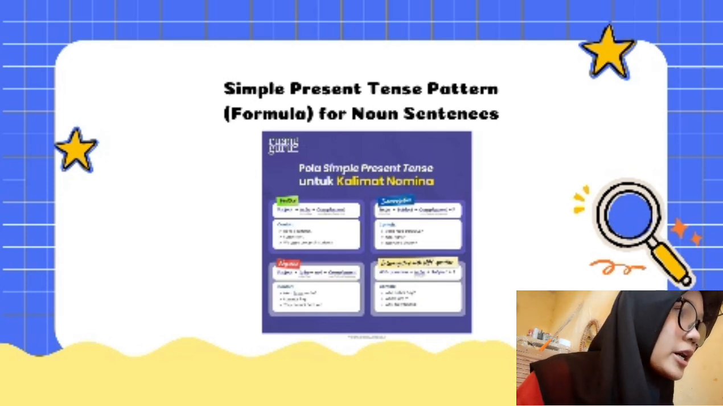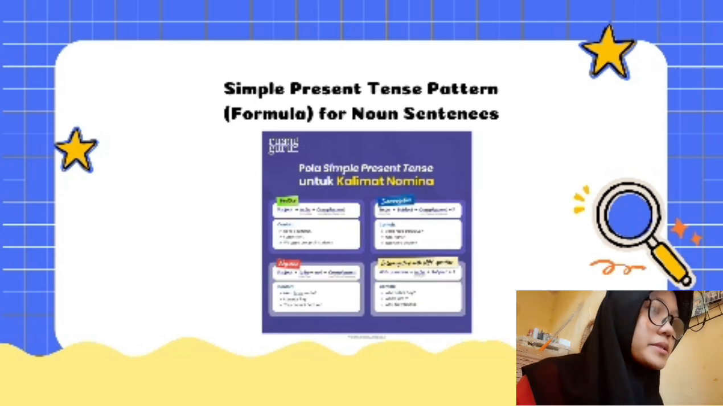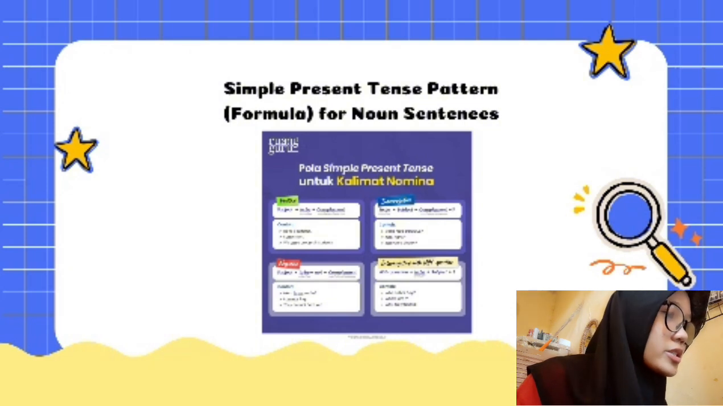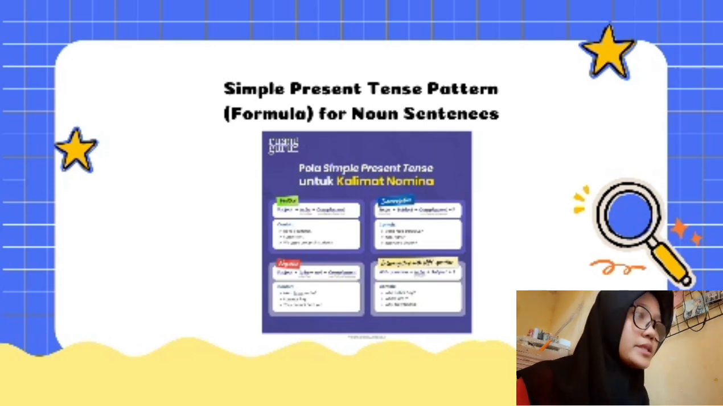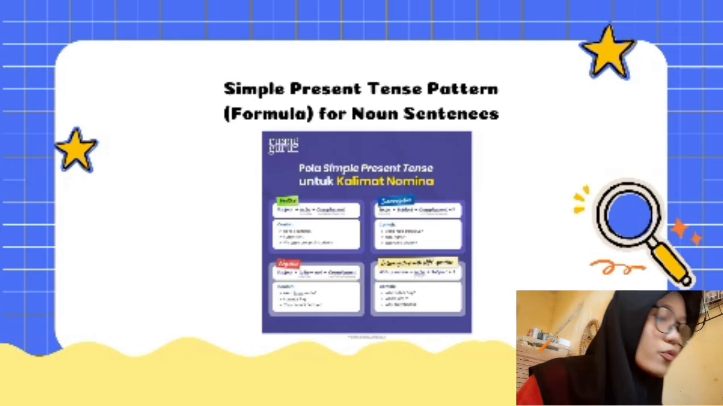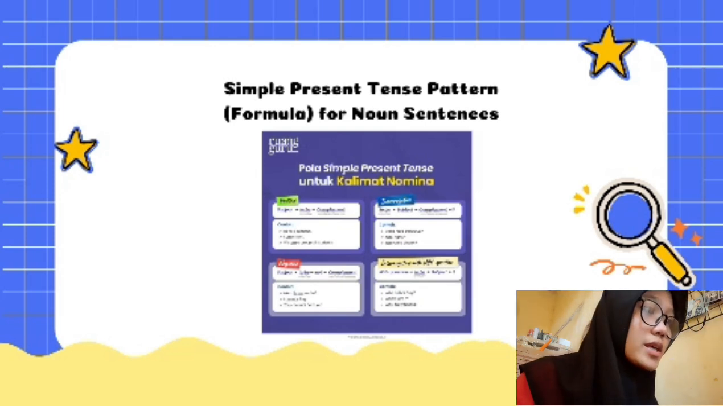Next, this is the simple present tense pattern for noun sentences. There is subject, to be plus complement. It's for positive, and for negative, there is subject, to be, not plus complement. For interrogative, to be, subject, complement, and interrogative with WH question plus to be plus subject.